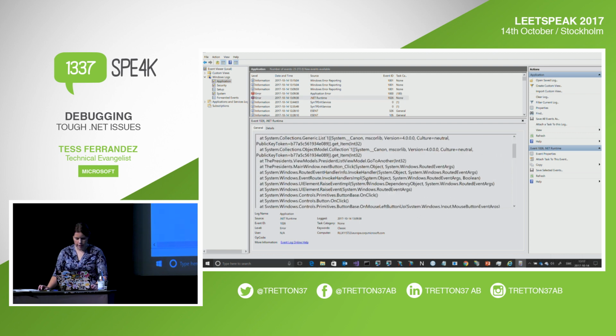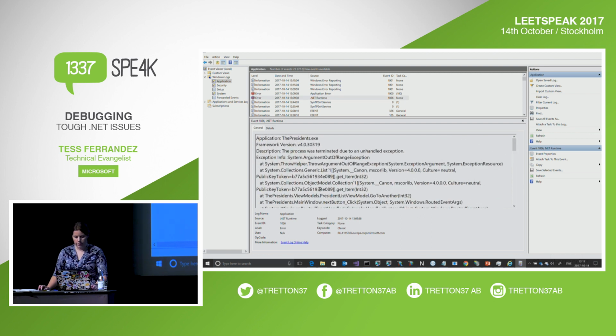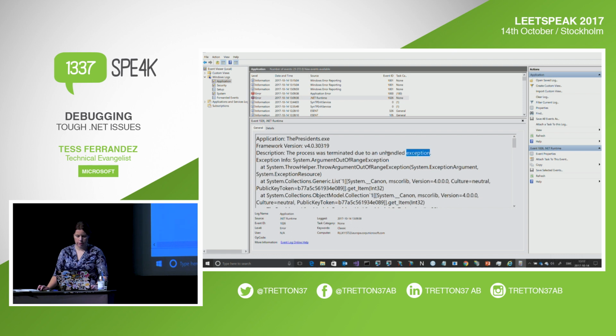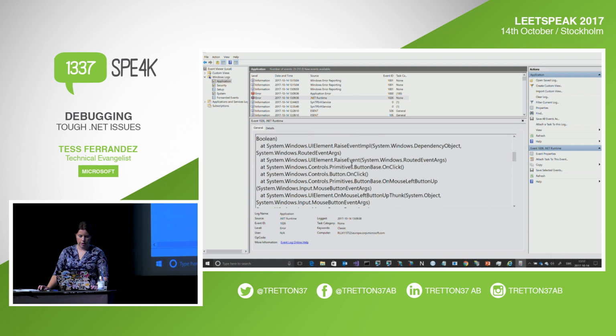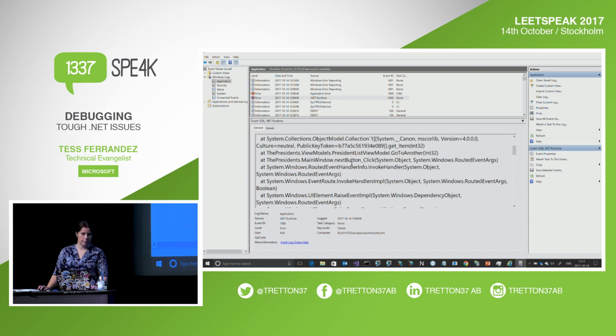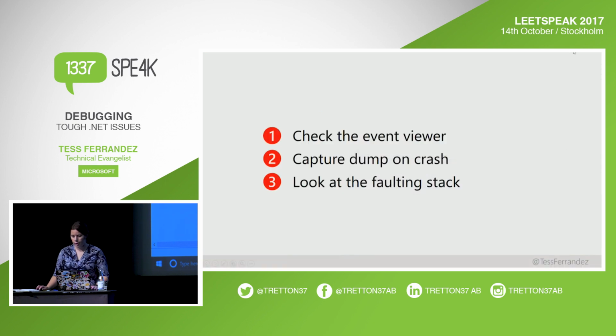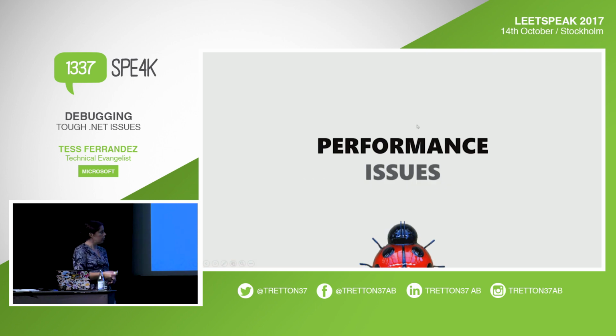And if we look at that, we would have actually found out that the process was terminated due to an unhandled exception. This was the type. Here we have the call stack, the exact same call stack we've already seen a number of times now. But then we wouldn't have gotten to debug. So yeah, don't look at the event viewer. Continue looking at dumps. Okay, so that was troubleshooting crashes. Now we're going to go on to performance issues.